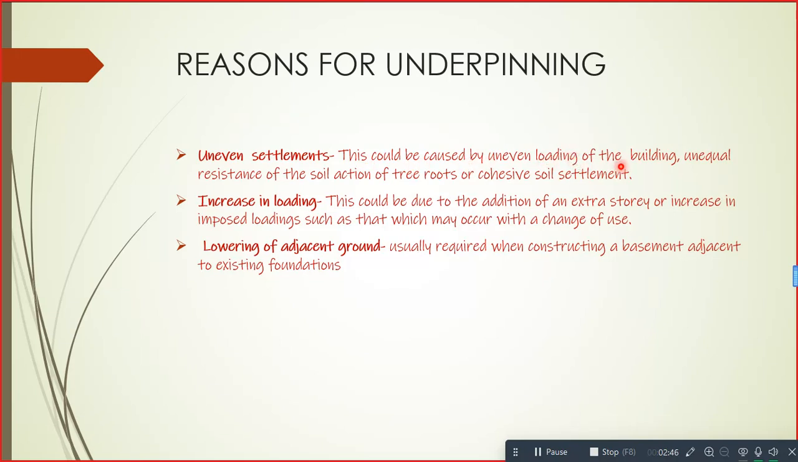This could be caused by uneven loading of the building, unequal resistance of the soil, action of tree roots, or cohesive settlement. And number two, an increase in loading. This could be due to addition of an extra story or increase in imposed loading such as may occur with a change of use. I hope that point is well explained. Any difficulty on that point?